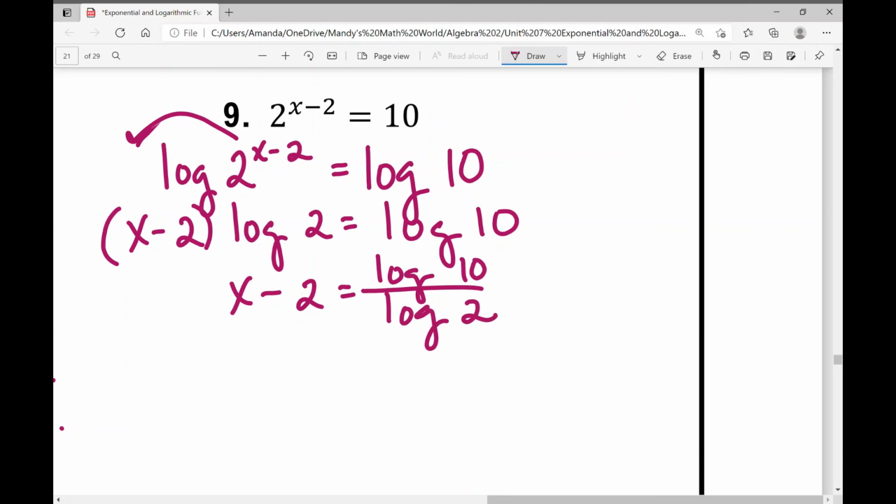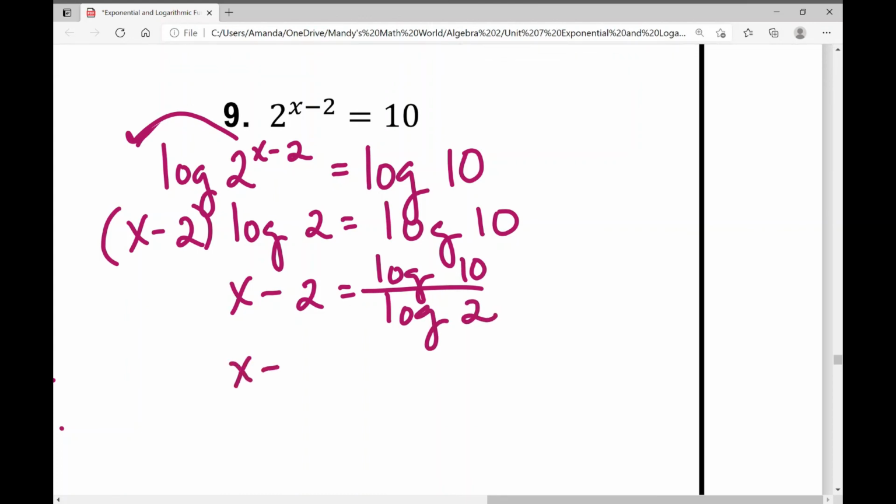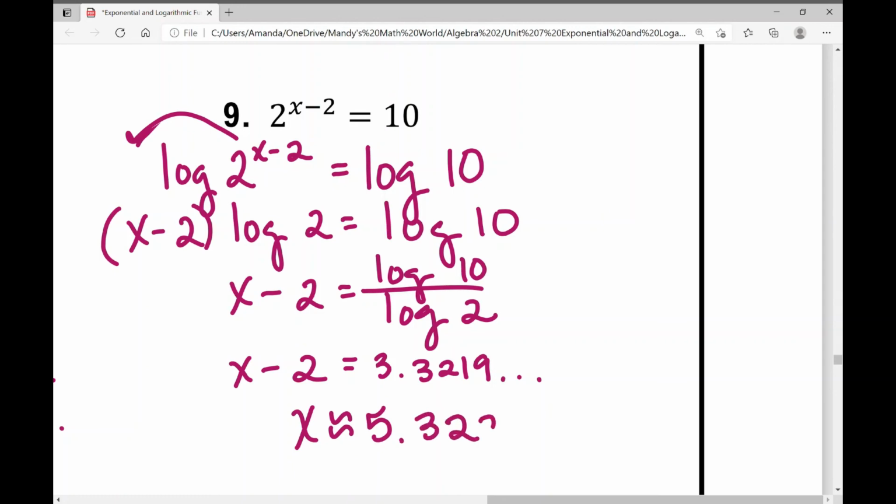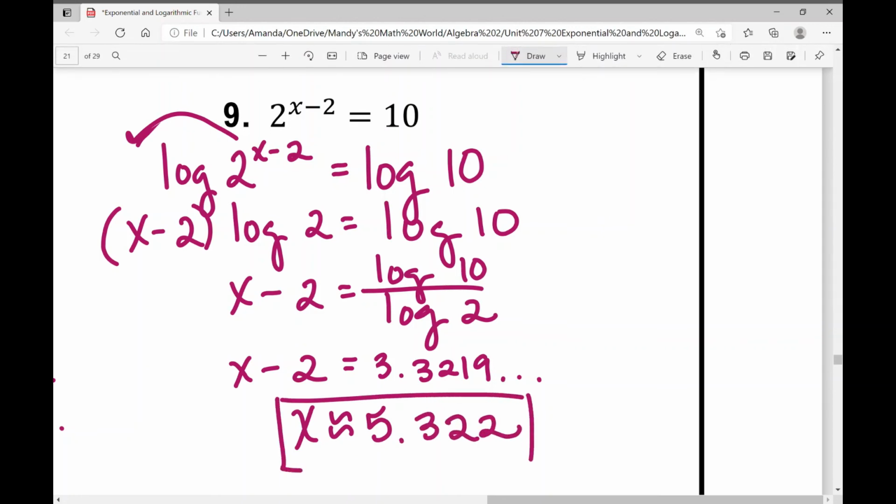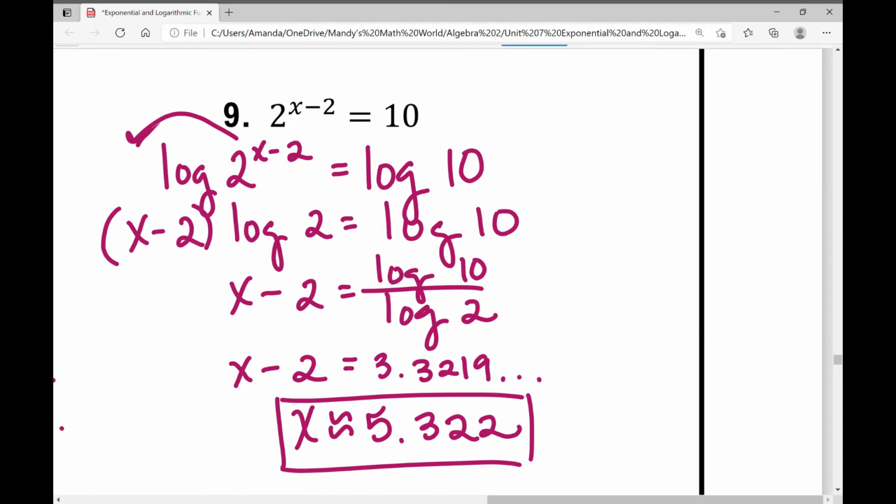Go ahead and pause the video and plug that into your calculator. When you plug in log of 10 divided by log of 2, you should get approximately 3.3219. And then when you add 2 to both sides, now you can round. x is approximately 5.322. And that concludes your notes over solving exponential equations. We've got equations that have the same base, which is what you always want to look for first, and then we've got equations with different bases. So I hope these notes were helpful.